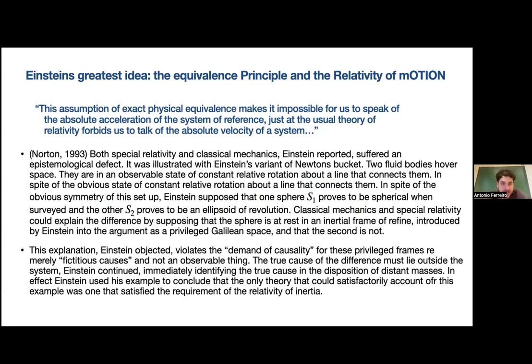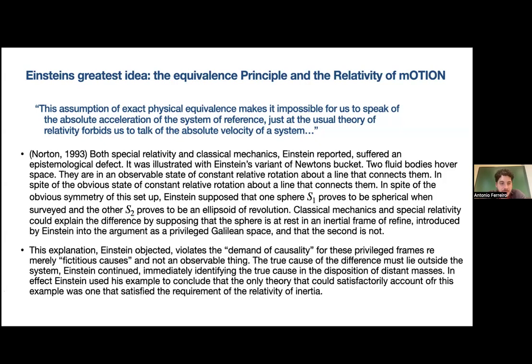He said, both special relativity and classical mechanics, Einstein reported, suffered an epistemological defect. It was illustrated with Einstein's variant of Newton's bucket. Two fluid bodies hover in space. They are in an observable state of constant relative rotation about a line that connects them. In spite of the obvious symmetry of the setup, Einstein supposed that one sphere, S1, proves to be spherical when surveyed, while the other, S2, proves to be an ellipsoid of revolution.